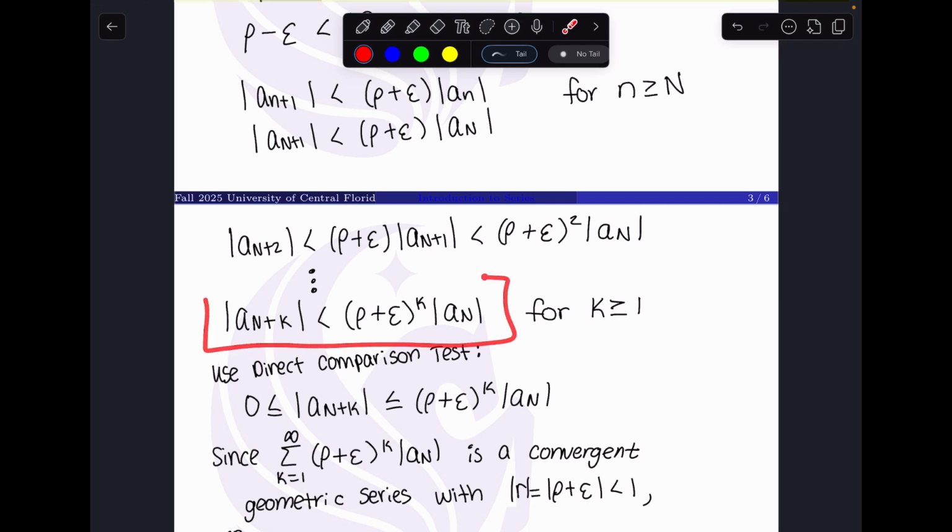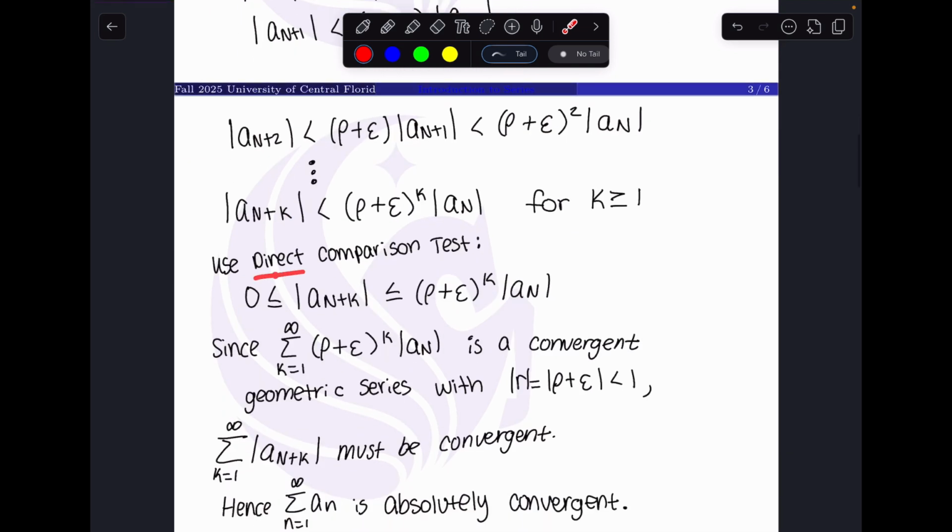Well, we have this comparison between terms dependent on k. Keep in mind this big N is some fixed N. Rho is whatever our limit evaluated to, it's fixed. And epsilon is whatever epsilon we chose, it's fixed. So the only variable here is k. So we're going to apply the direct comparison test.